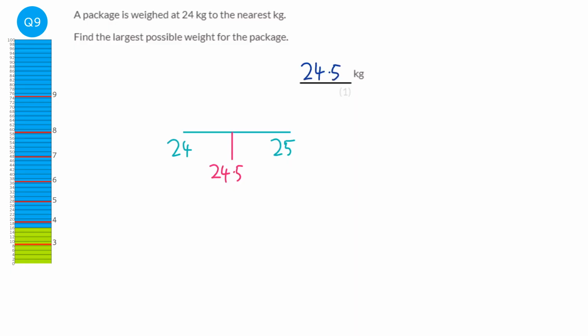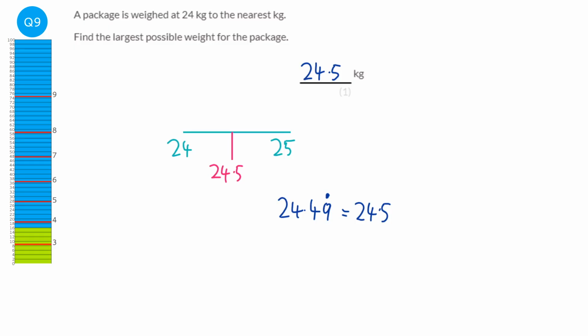Now, some of you who are astute might realise that 24.5 would round to 25, but theoretically the biggest it can be is going to be 24.49 recurring. Let's just draw that a bit better, 24.49 recurring. And that is actually the same as 24.5.